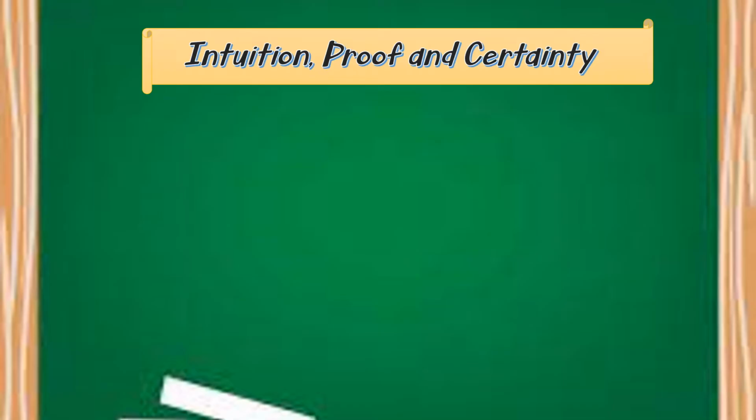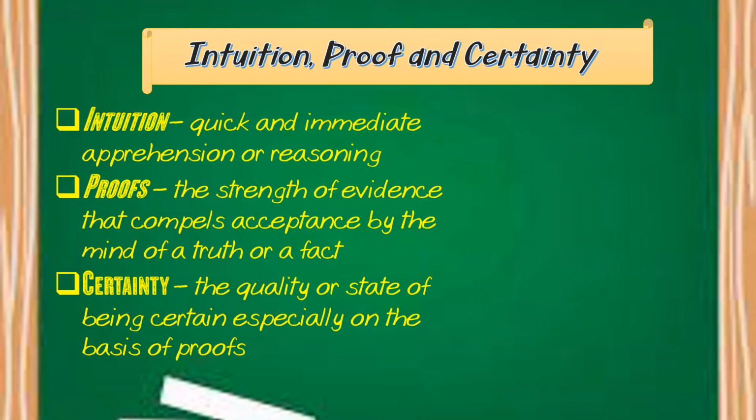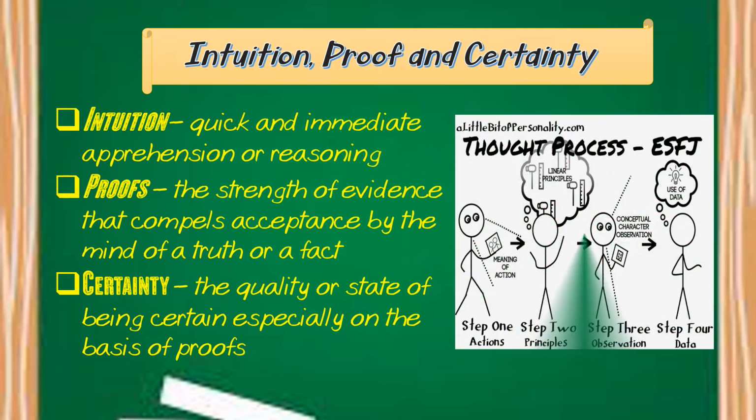Intuition, proof, and certainty. Intuition, quick and immediate apprehension or reasoning. For proofs, the strength of evidence that compels acceptance by the mind of truth or fact. Certainty, the quality or state of being certain, especially on the basis of proofs.